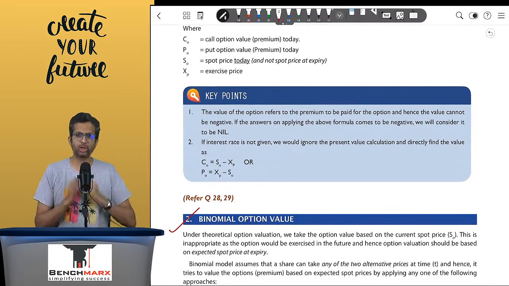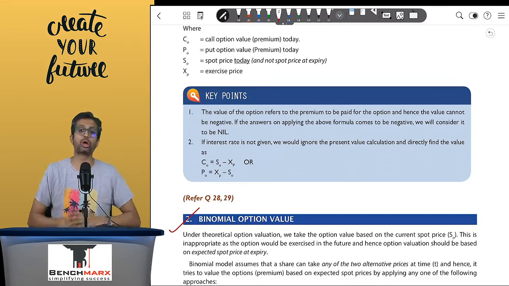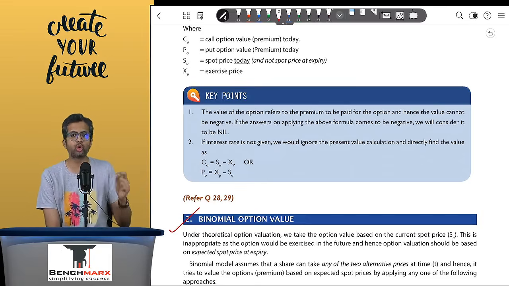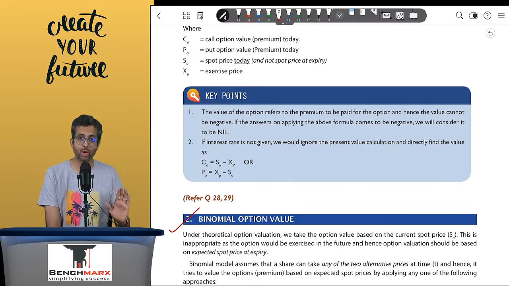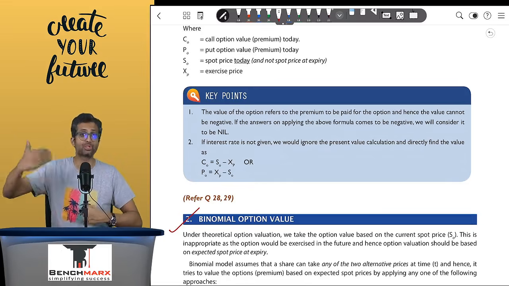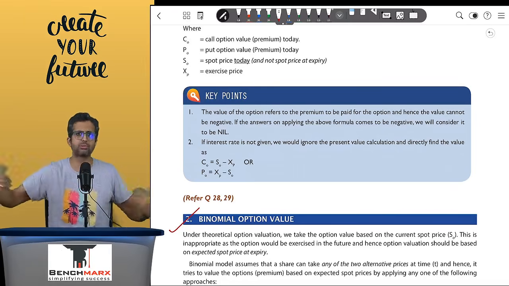So when you look at the binomial model, what does the word binomial mean? It means that at a future date, the share can take one of two possible prices. But then why do I even need to go to a future date? I need to go to a future date primarily because the valuation as per intrinsic value or theoretical option value is based on today's spot price. However, the payoff will happen based on the actual price at expiry. I don't know what the price is, but I can actually make some estimates.